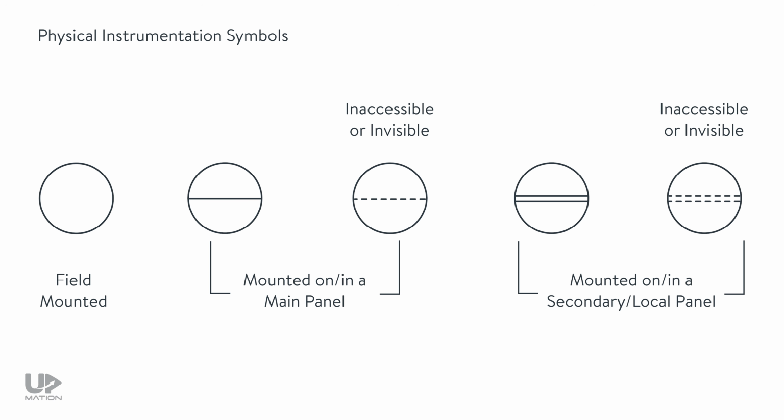You might ask how a local instrument could be invisible to us. Let me explain with an example.